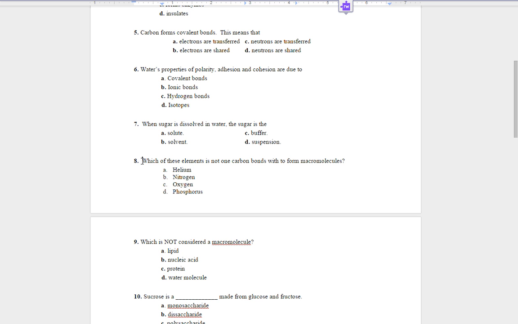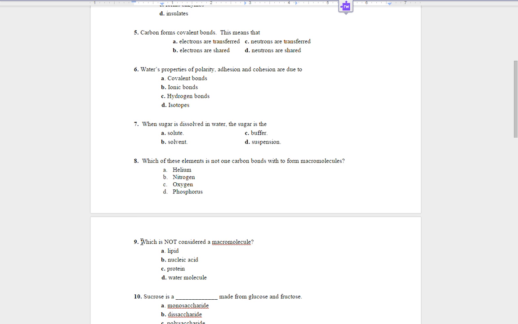Number 8. Which of these elements is not one carbon bonds with to form macromolecules? A. Helium, B. Nitrogen, C. Oxygen, D. Phosphorus. Which of these elements is not one that carbon bonds with to form macromolecules? Helium, nitrogen, oxygen, phosphorus.